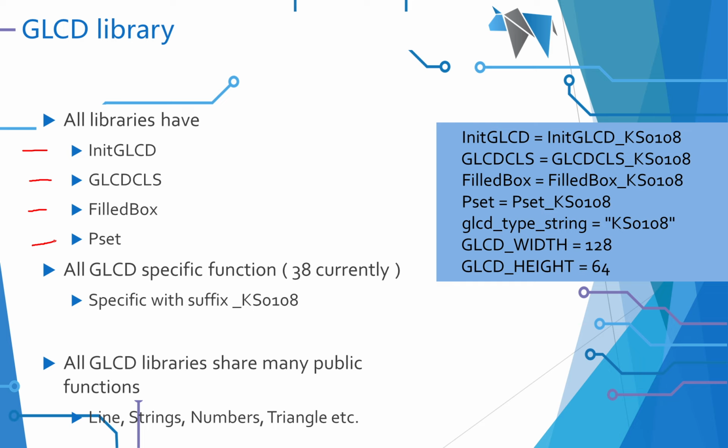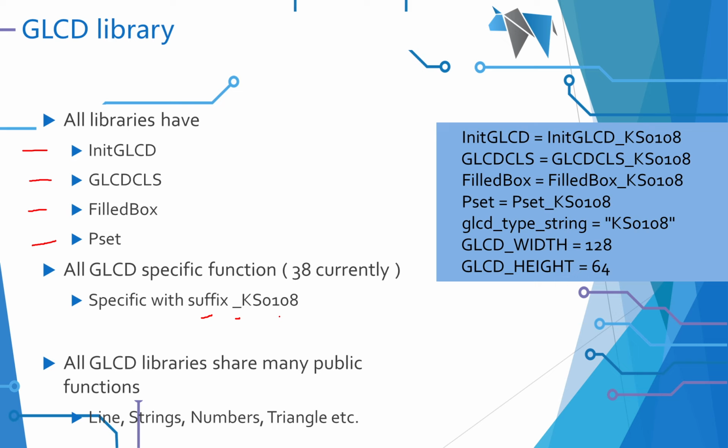As I've said, they all have a suffix of the device name underscore something, and in this case it's KS0108, that's the one we're looking at. And these libraries share many of the same functions. They share lines, strings, numbers, triangles. They're all the same. It's the low level stuff for a specific GLCD that needs to be written. And that is typically, as I've said, the init, the clear screen, filled box, and preset, because different GLCDs have different ways of doing that.